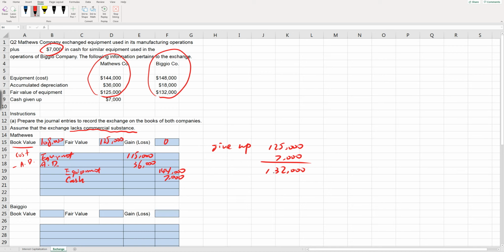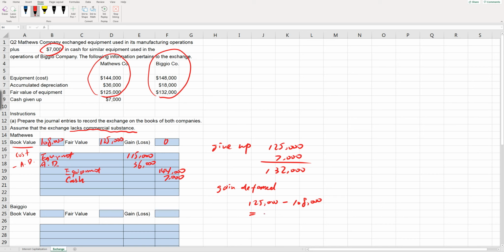If gain will be recognized, the new assets will be recorded at 132. However, because we cannot record any gains for this transaction that lacks commercial substance, we need to subtract the gains. So the gain deferred from these transactions, well, if you do the calculation, we have to defer the whole gain from these transactions.